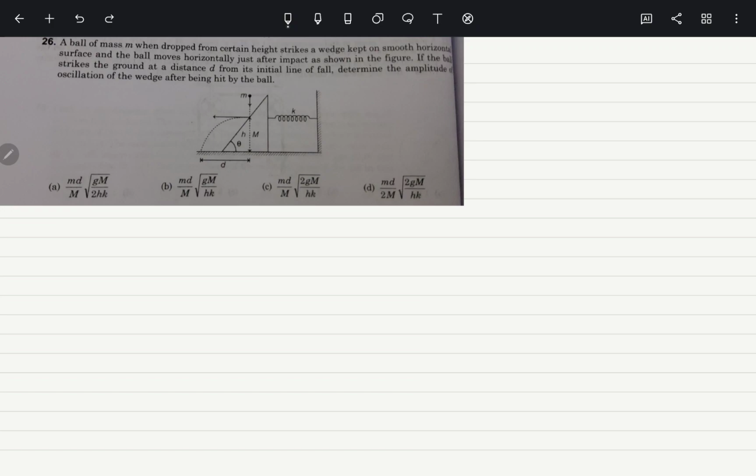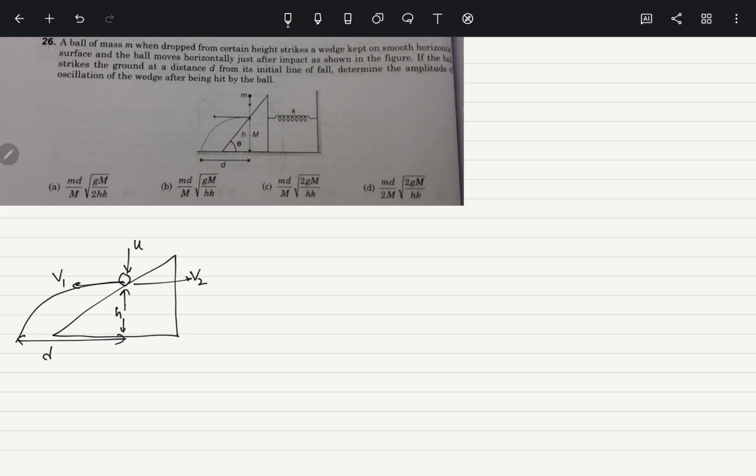Okay, so here let's assume some variables. When the ball is hitting the wedge, let's assume that the velocity of the ball just before it hits is u, and after hitting it goes horizontally. Let's say that velocity is v1, and after hitting it the wedge will also move in horizontal direction, so let's say its velocity is v2. Here we have this height h, and it says that the horizontal displacement is d.